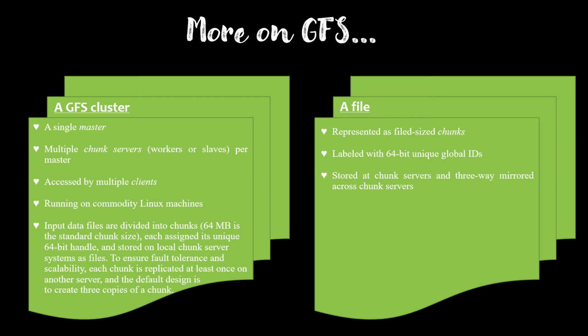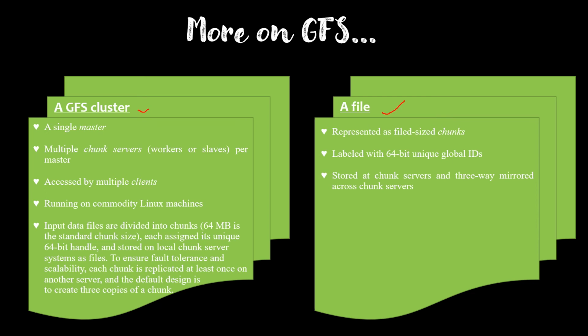The key pieces of the architecture are shown in the figure on the previous slide. There are two things included in the architecture: first, a GFS cluster, and the second one is a file. The GFS cluster has a single master, with multiple chunk servers per master, accessed by multiple clients, and running on commodity Linux machines.